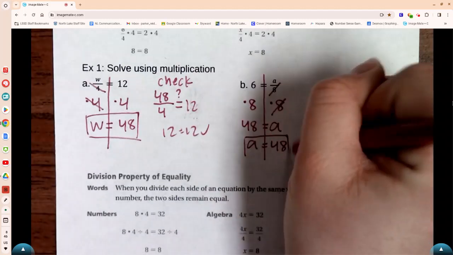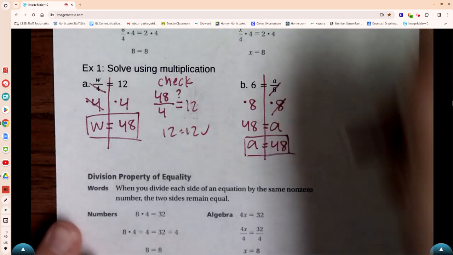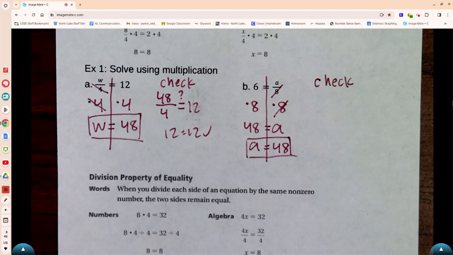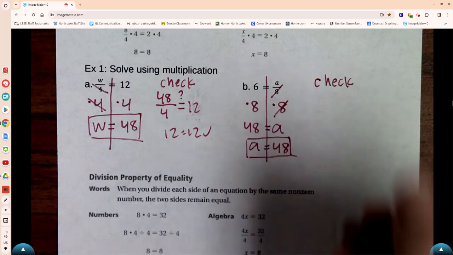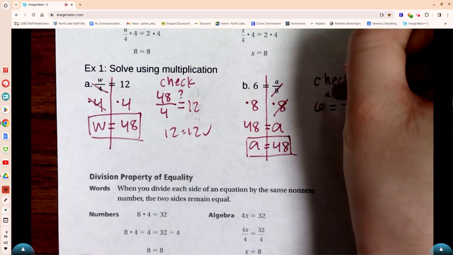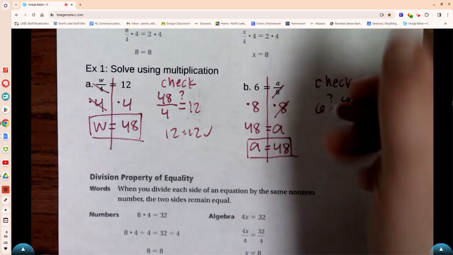There we go. There's our answer. Remember, don't circle the number 48. 48 is not an answer. It has to say the variable equals 48. And then I'm going to check it to make sure. I'm going to check it by writing a 48 in the place of a. So 6 equals 48 over 8. And I'm putting a little question mark because I'm actually going to ask if this is right. I'm not just going to assume that it's correct.